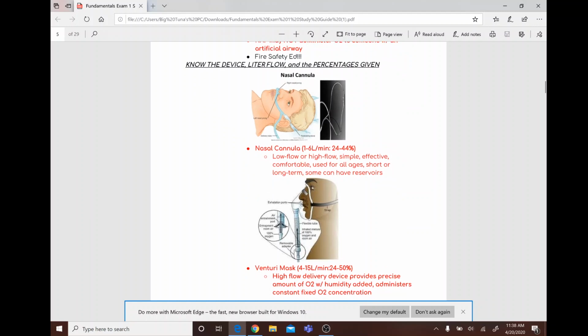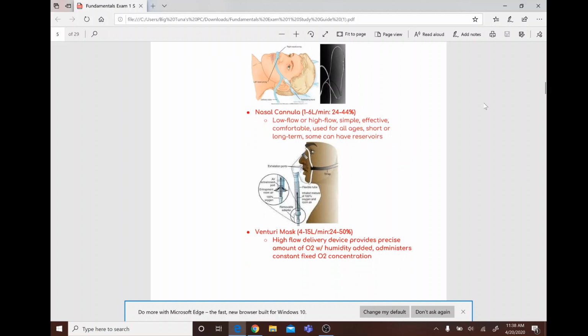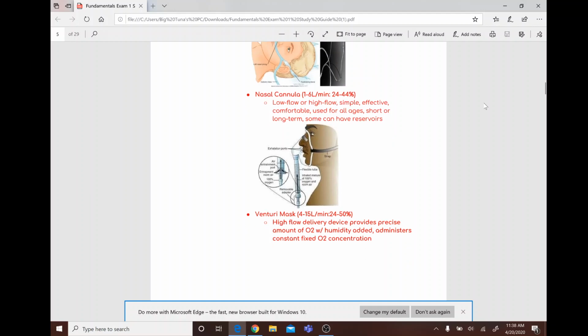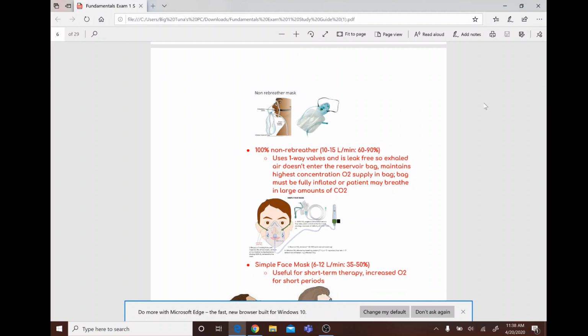Alright, nasal cannula. How many liters per minute? 1 to 6. At what percentage? 24 to 44%. Venturi mask. How many liters per minute? 4 to 15 liters per minute. At what percentage? 24 to 50%. 100% non-rebreather. How many liters per minute? 10 to 15 liters per minute. At what percentage? 60 to 90%.